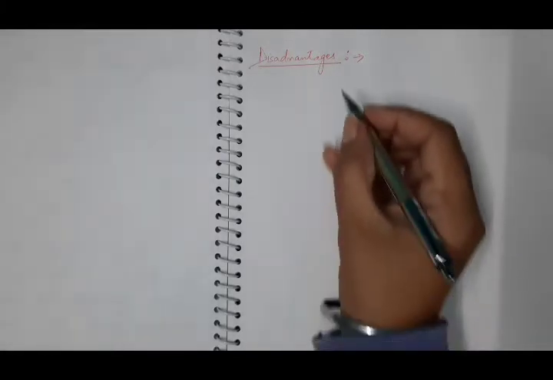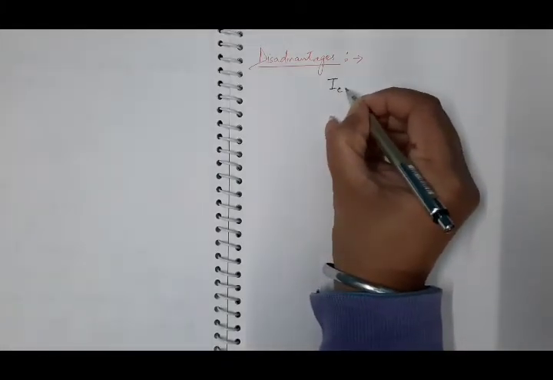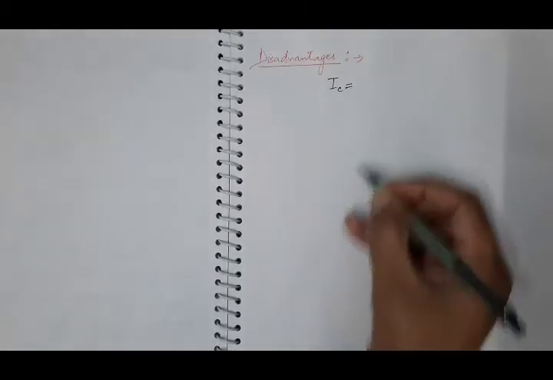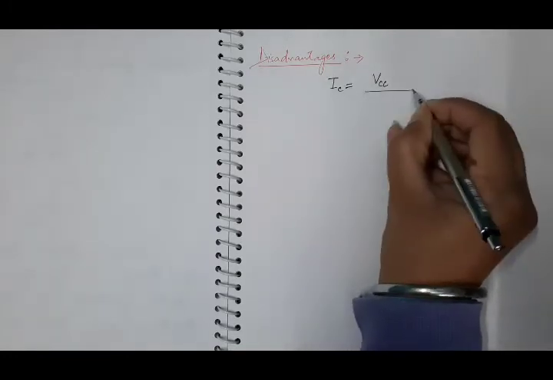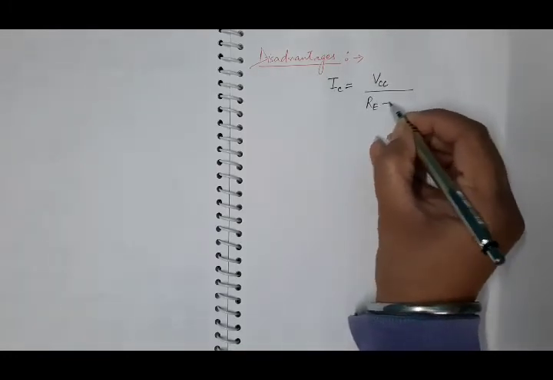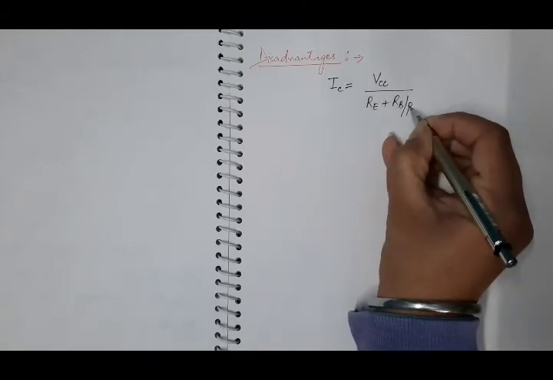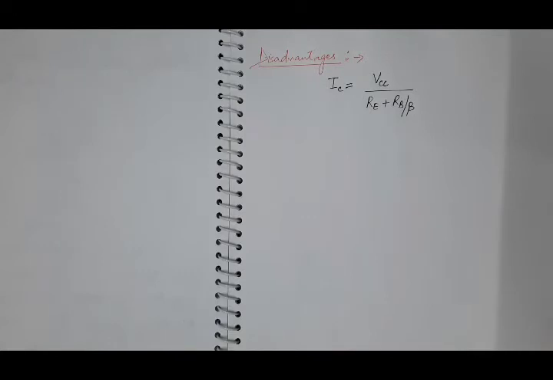Next, we will talk about its disadvantages. So we have studied that this method provides some stabilization to the Q point, but still it is not very much used practically. Why? We have derived the expression for its collector current, and the expression comes out to be VCC minus VBE divided by RE plus RB upon beta. This was the expression which we derived for collector current.